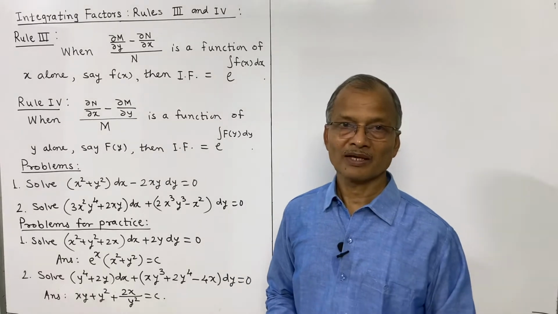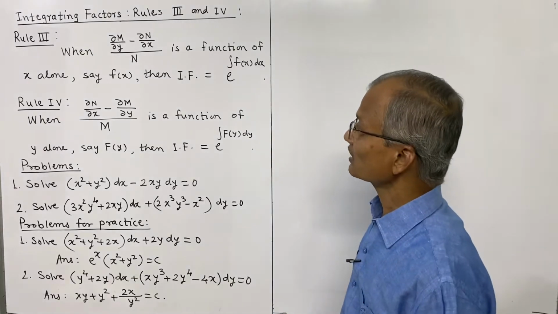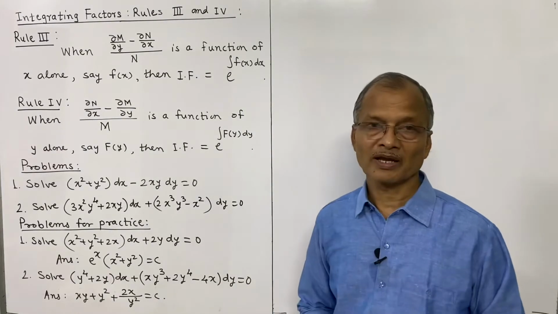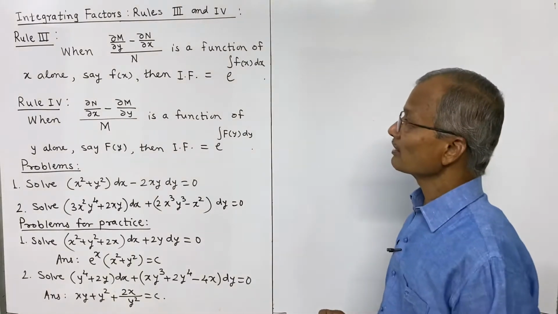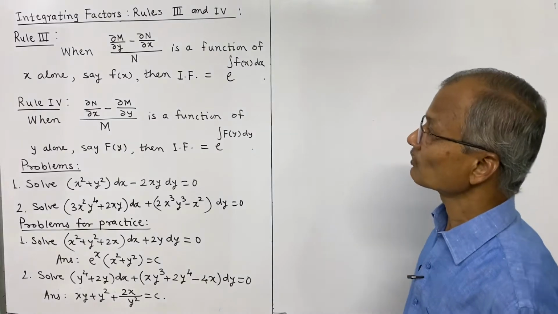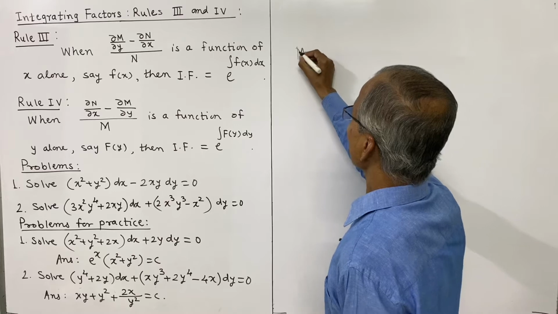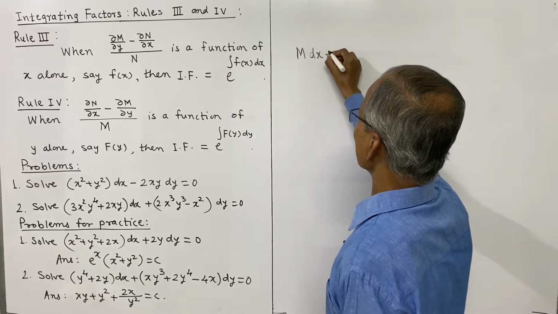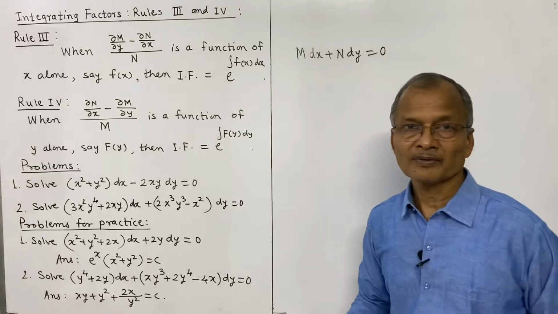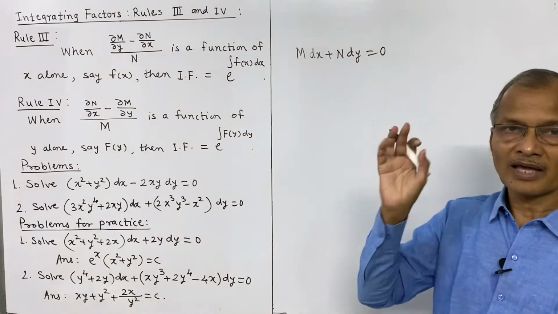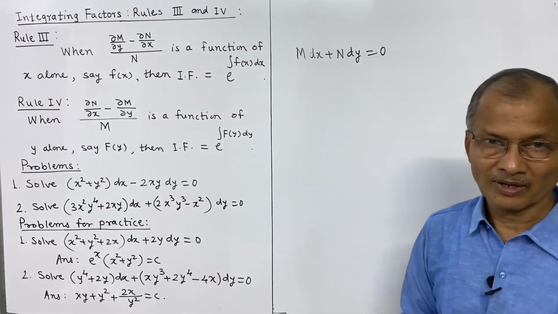We are studying exact differential equations of first order, and in this lecture we shall study rules 3 and 4 to find integrating factors. In the earlier lecture we have studied rule 1 and 2. The equation we want to make exact is of this type: M dx plus N dy is equal to 0. And if this is not exact, it can be made exact by multiplying the equation by integrating factors.